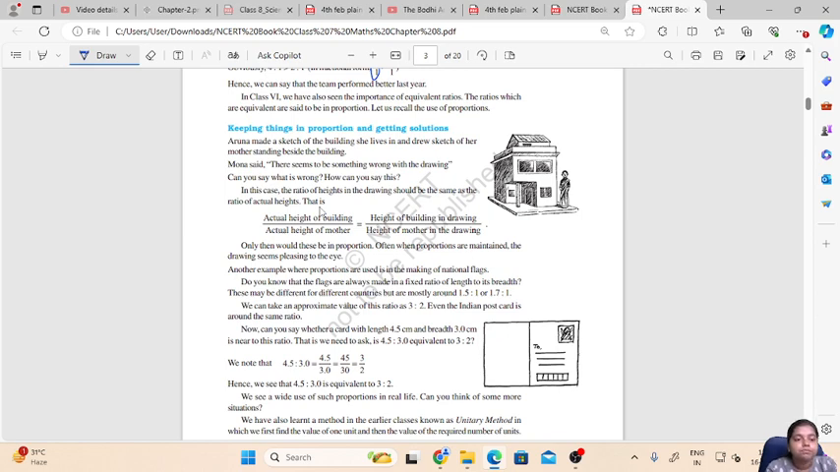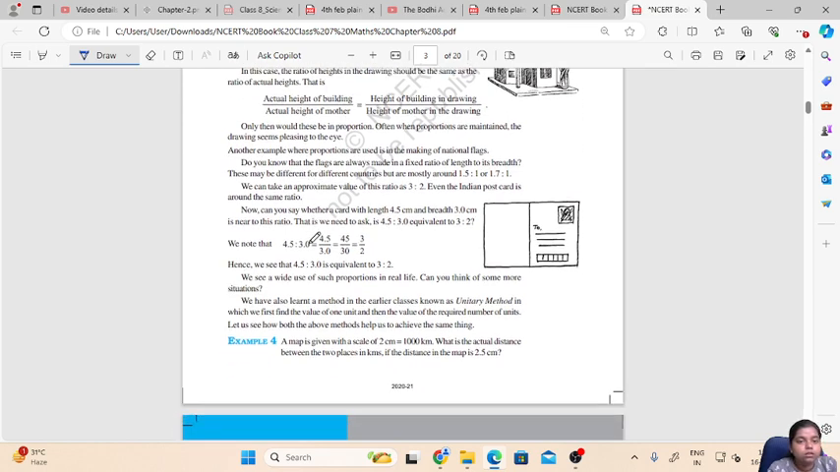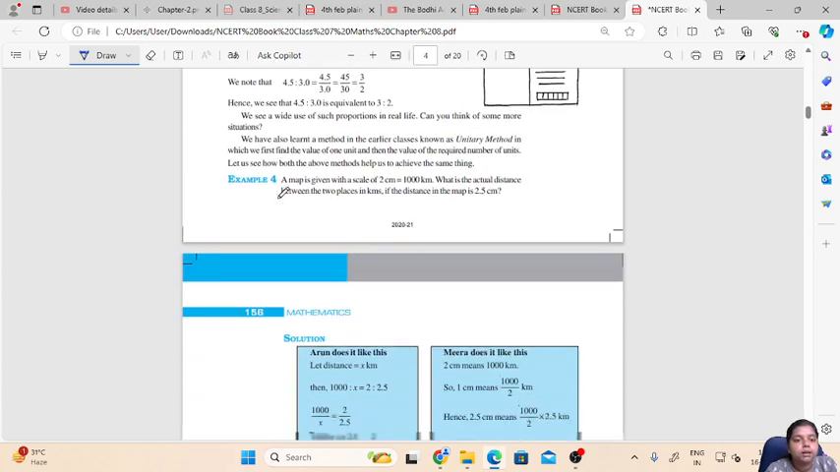Okay, so for example, flags and all, they are made in a fixed ratio of the length and its breadth. Mostly they are in 1:5:1 or 1:7:1. Okay, so like that. So we'll solve some examples.